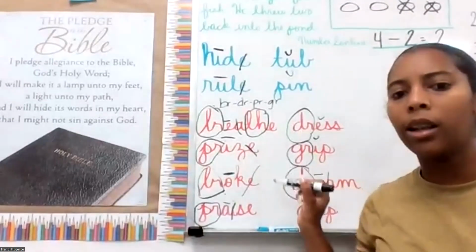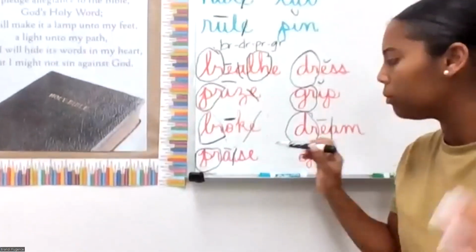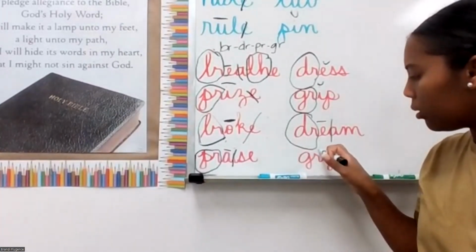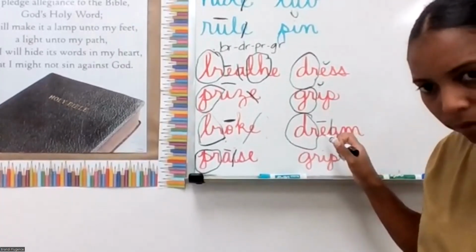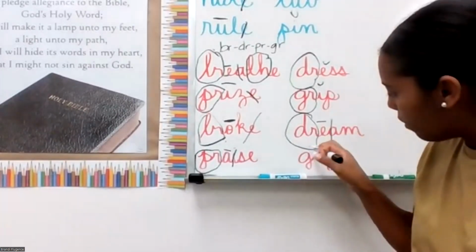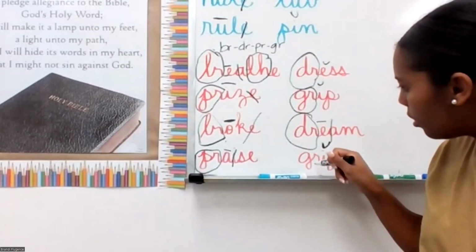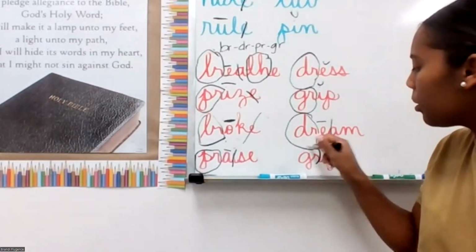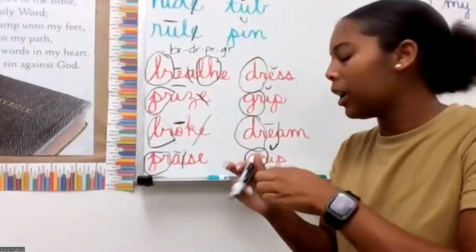All right, Asa, last word. Tell me the special sound. How do I mark the vowel? You put a smiley face over the I, and you circle GR. Good. What's the word? Grip. Awesome. All right, good job.